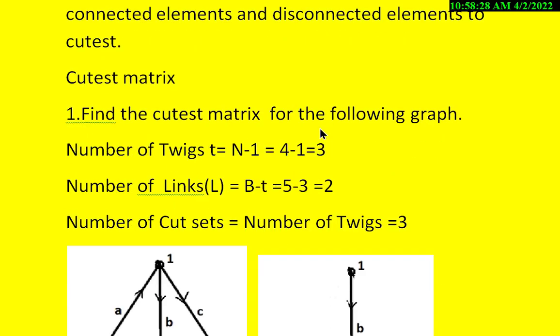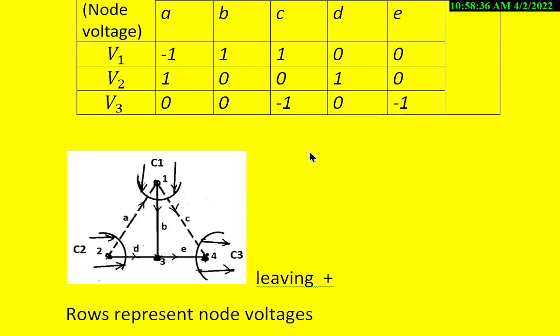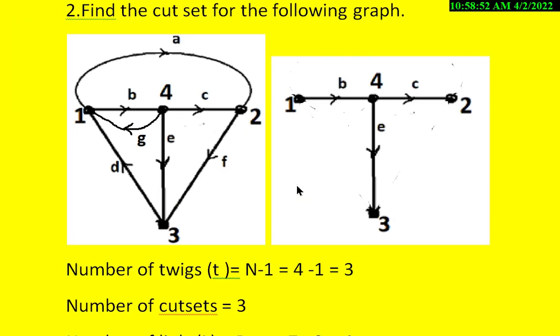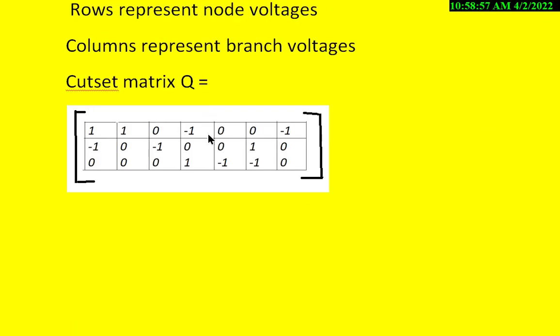So we have seen how to get the cut set matrix for a given graph. For our first case, this is the Cutset matrix. The rows indicate the node voltages, whereas the columns indicate the branch voltages. Similarly, for the second problem also, this is the Cutset matrix. The rows indicate the node voltages, whereas the columns indicate the branch voltages.